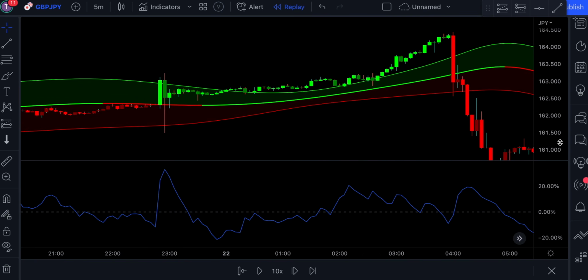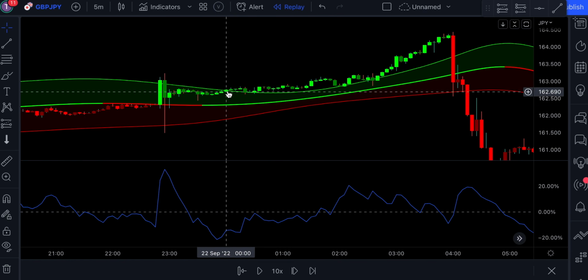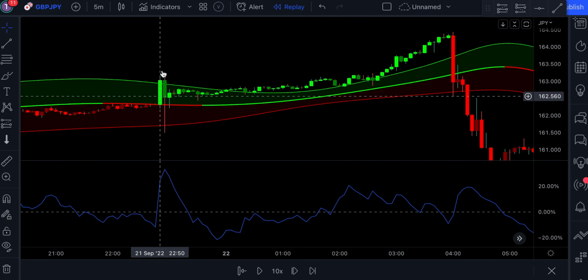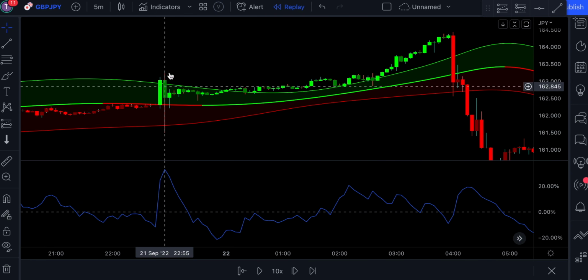Let me give you an example where a long signal is invalid. Here we see the price action broke above the upper band, then the pullback happened, and eventually we had the second breakout. But there is a problem with this entry. You probably noticed it already. At the time the price action made the first breakout, the middle line was colored in red. So this automatically cancels a long entry.